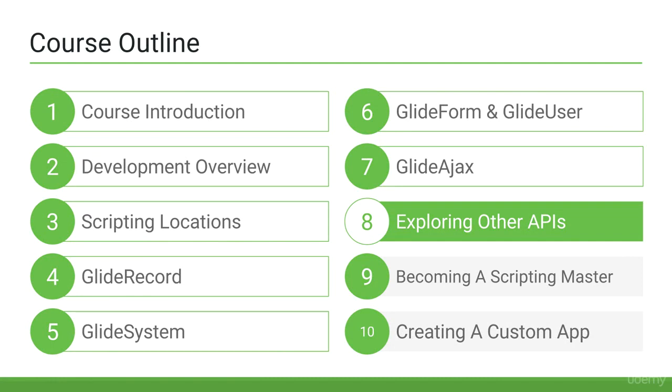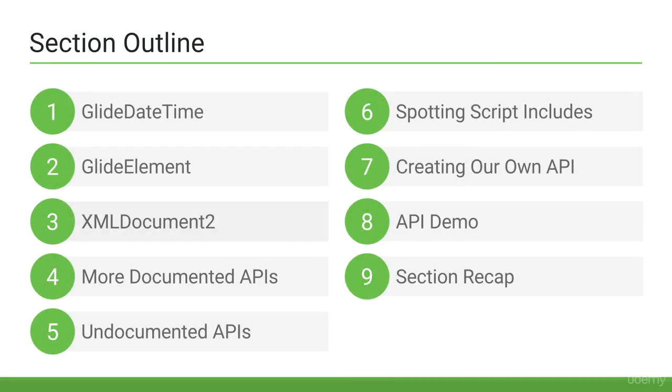Hello, and welcome to Section 8, where we'll explore other APIs within ServiceNow. We'll start this section by first looking at the GlideDateTime API. We'll go over some of the popular methods, and then take a look at a demo. Then we'll transition into the GlideElement API. We're already familiar with some of these methods due to GlideRecord, but we'll take a deeper look at these.